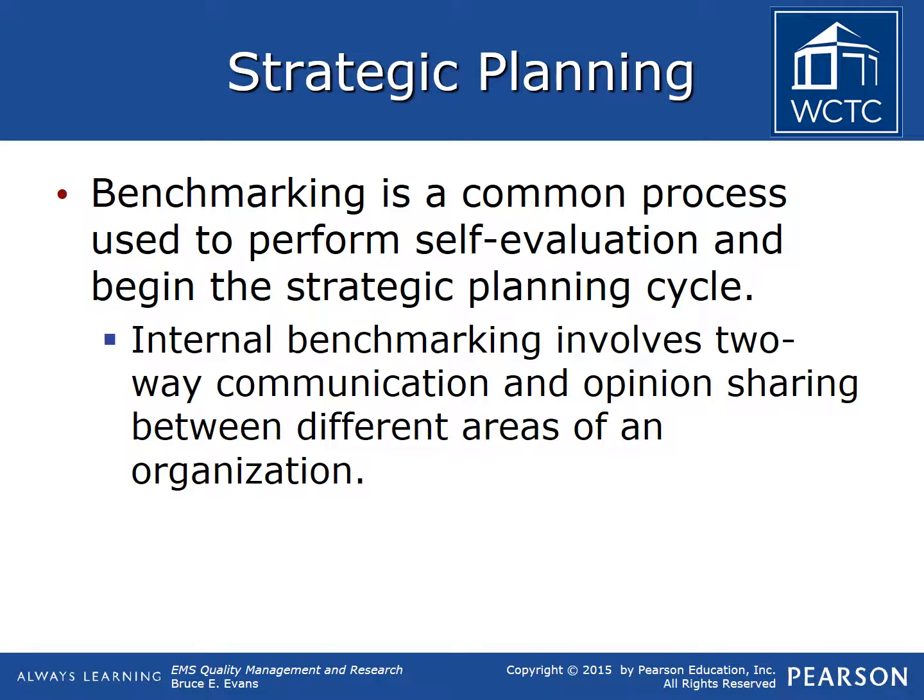The first step is internal benchmarking, which involves two-way communication and sharing of opinions between departments or areas within the same organization. This allows the organization to examine itself before comparison to other external entities. In a smaller EMS agency, different areas could simply mean a different crew, shift, or station. If any part of an organization has a better performance indicator, that information can be shared to evaluate and learn how the better performance indicator was achieved. These findings can then be used in subsequent external benchmarking activities.